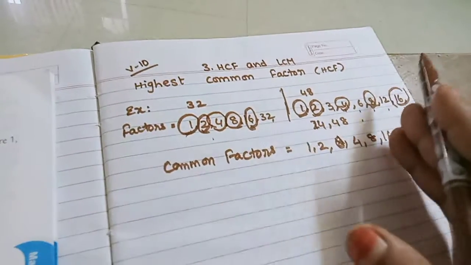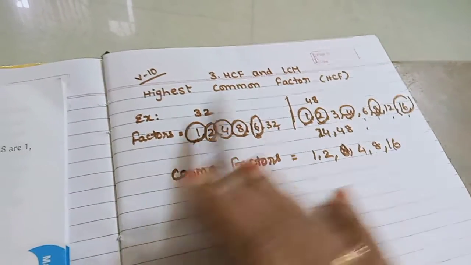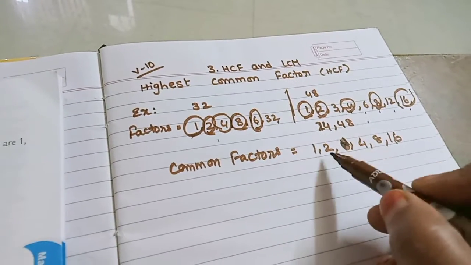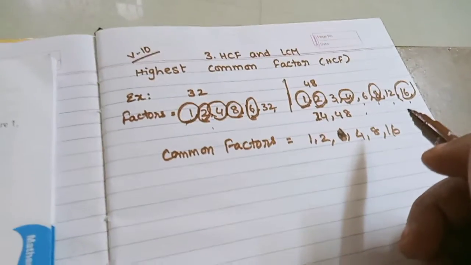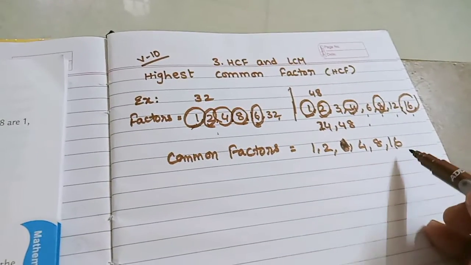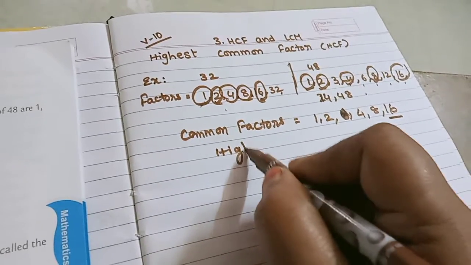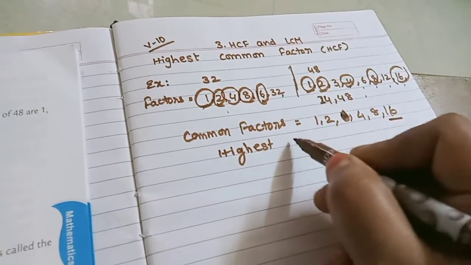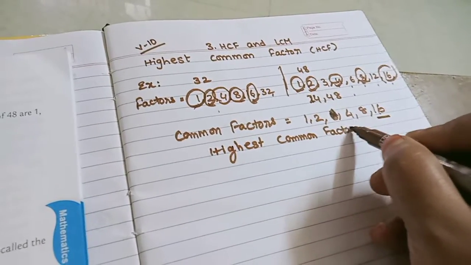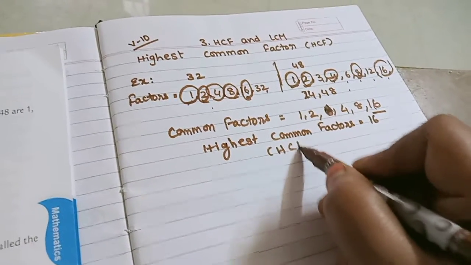When we compare the factors of any two numbers, we pick out the ones that are common and write them. The common factors are 1, 2, 4, 8 and 16. Among these common factors, what is the highest number? 16. So 16 is called the highest common factor. Simply we can write HCF.